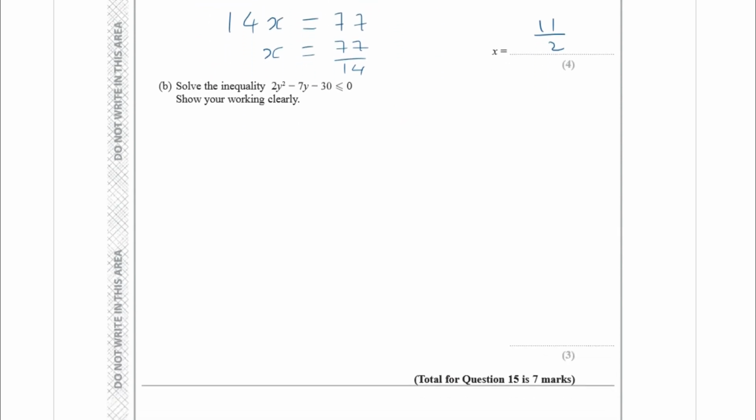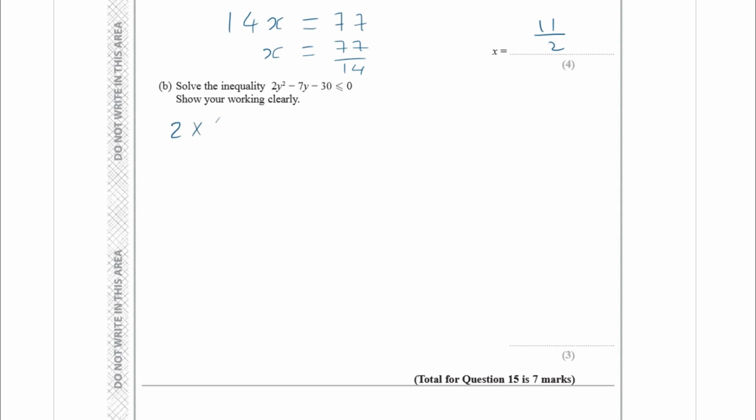Part B says solve the inequality 2y squared minus 7y minus 30 is negative. So this is a quadratic equation. And so the best way to solve a quadratic equation with a number in front of the y squared value is to split the middle term. So how do we do that?